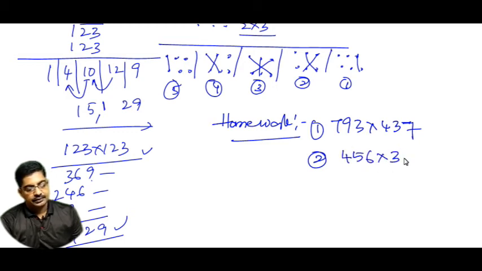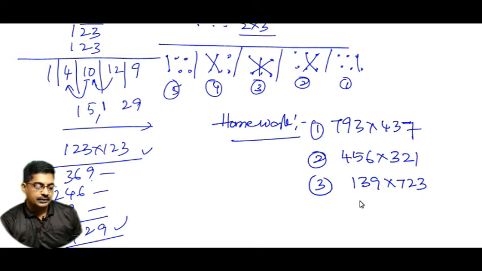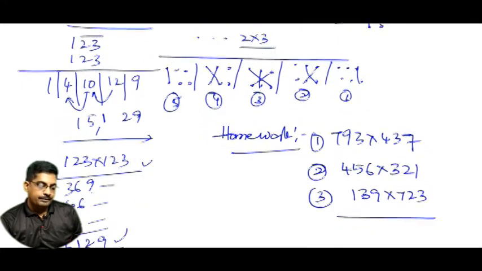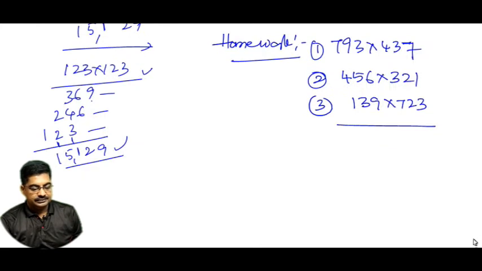456 into 3, 21, and then third, 139 into 723. Just perform these 3 multiplications, so that you will get an idea how to perform these multiplications in Vedic mathematics.